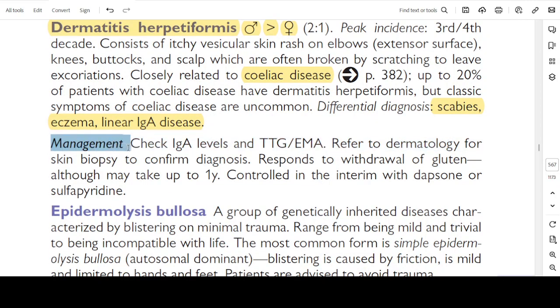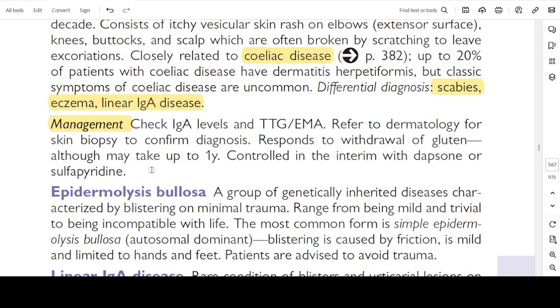Management of dermatitis herpetiformis. Check the IgA levels and TTG EMA levels. So, TTG EMA is anti-endomysial antibodies. TTG is tissue transglutaminase antibodies. So check IgA antibody levels and TTG EMA levels. Refer to dermatology for skin biopsy to confirm the diagnosis.